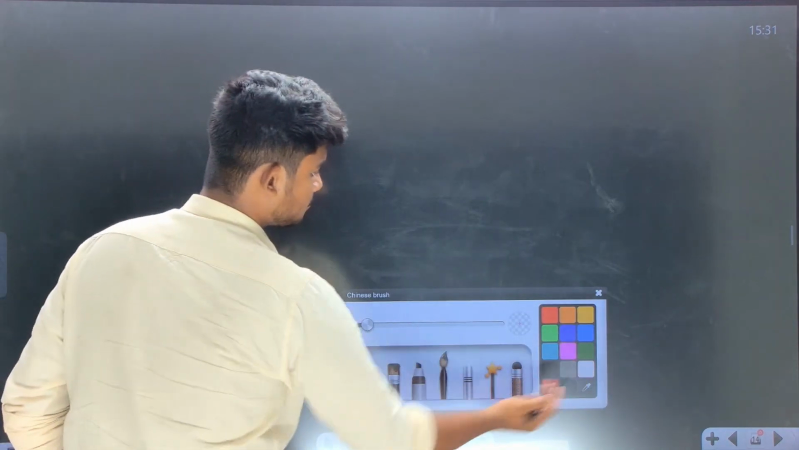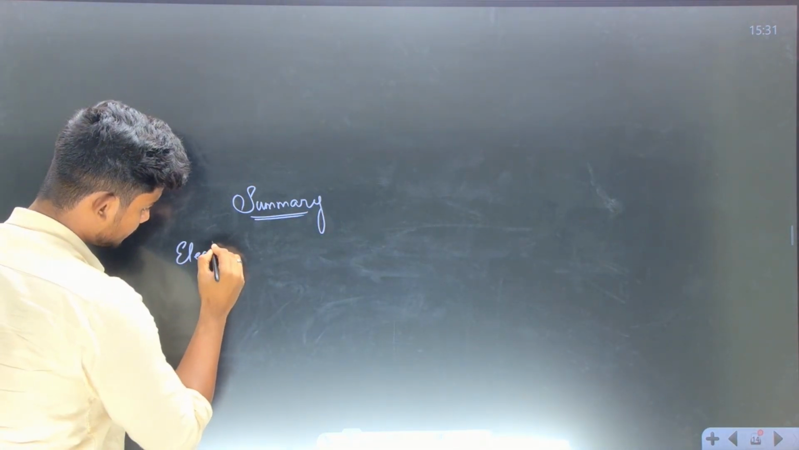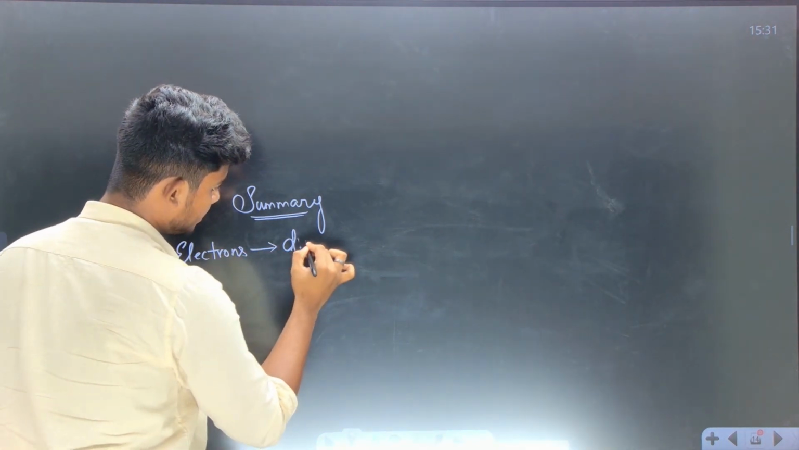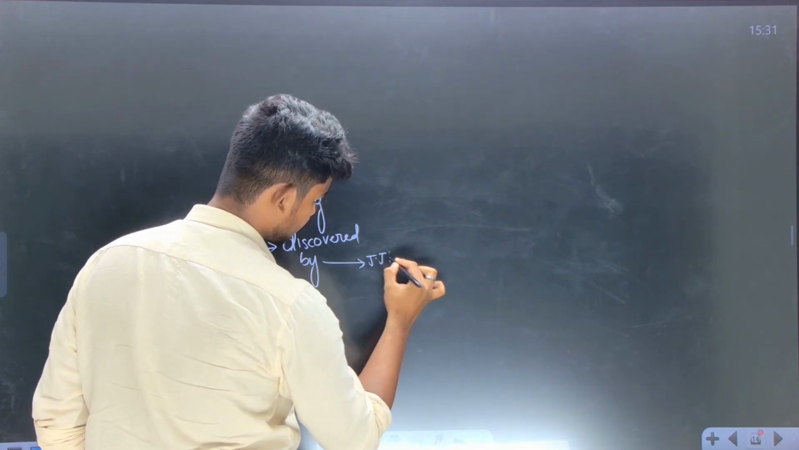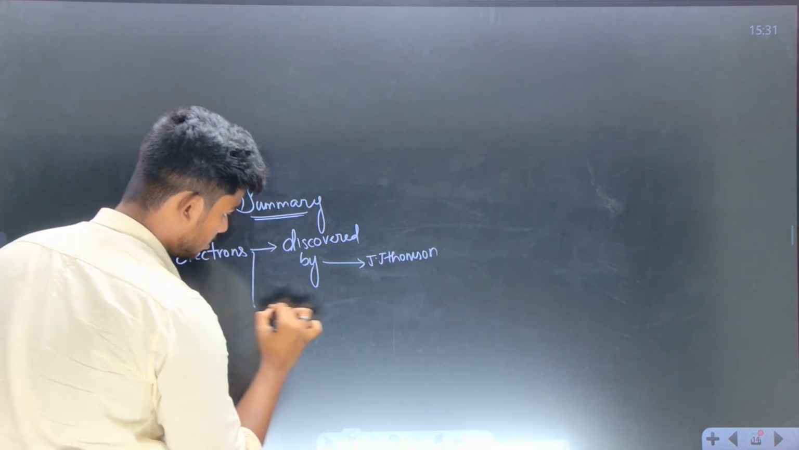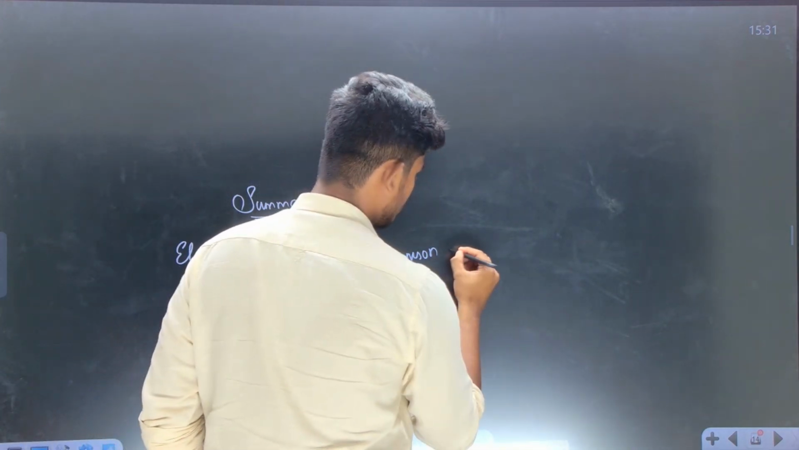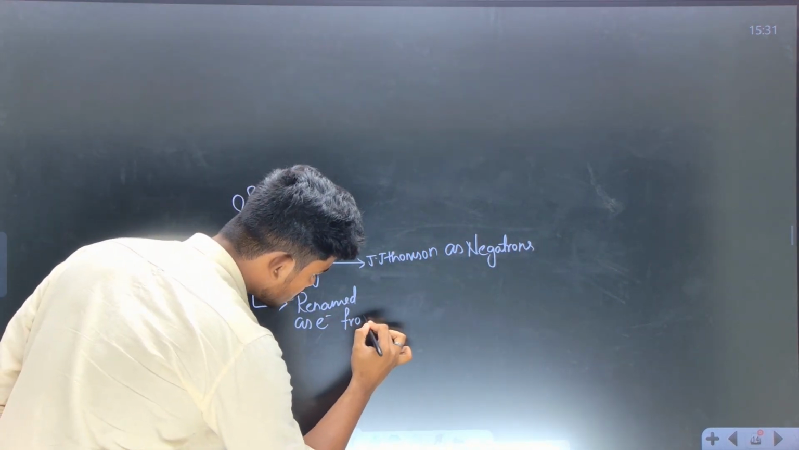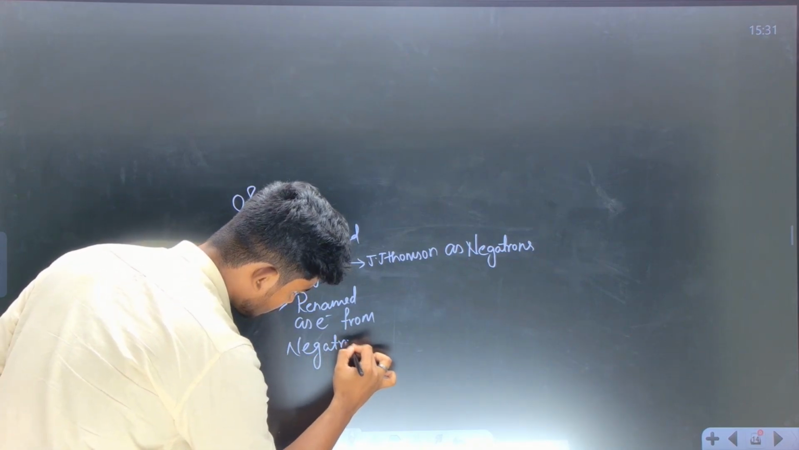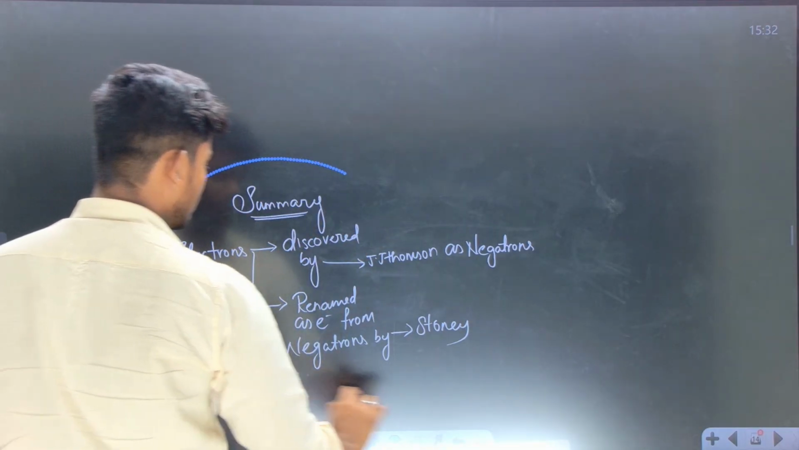So, for now, let's summarize it. Coming to the summary of subatomic particles discovery: electrons were discovered by J. Thomson as negatrons, and renamed as electrons from negatrons by Stoney. I hope you are clear with the discovery of electrons.